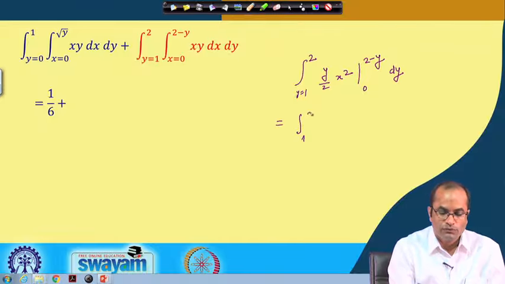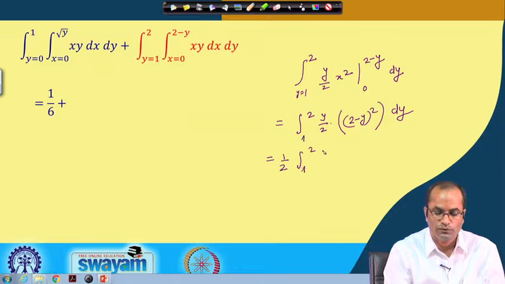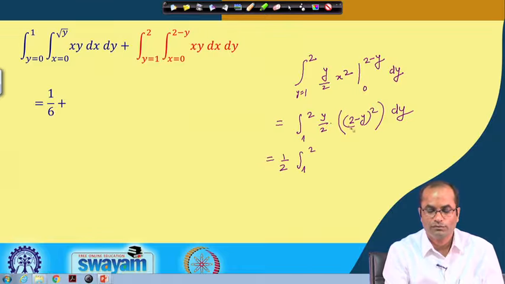So, this is equal to the integral from 1 to 2 of y by 2 and then x square, so 2 minus y square, and then minus 0, so we have this dy. So, 1 by 2 and this 1 to 2.